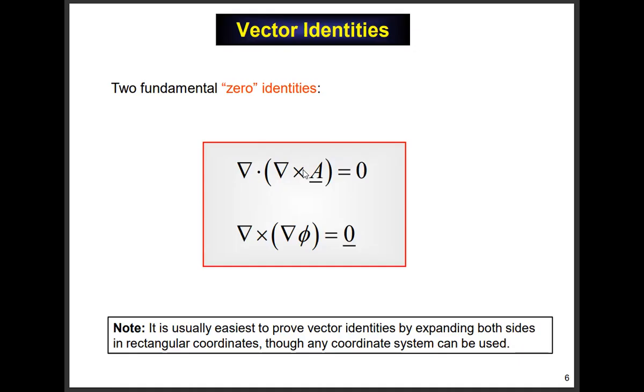That makes sense? I'm not going to prove that here, but I think on homework 2, you'll have the opportunity to do that. Anyway, divergence of a curl, always 0. Curl of a gradient, always 0. No exceptions.